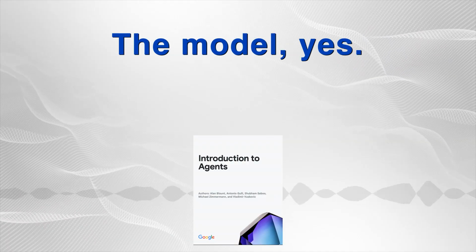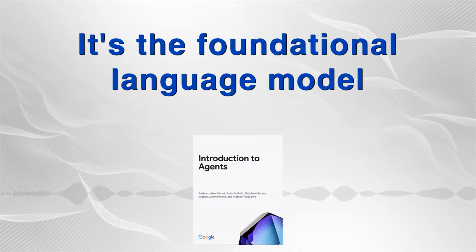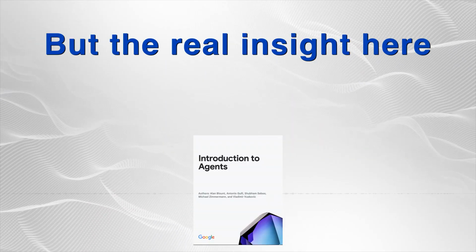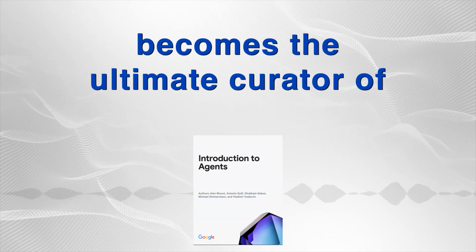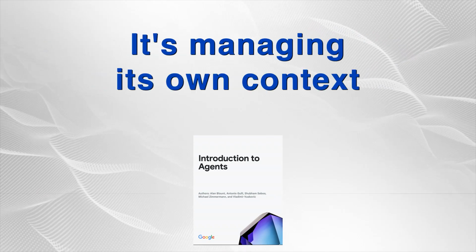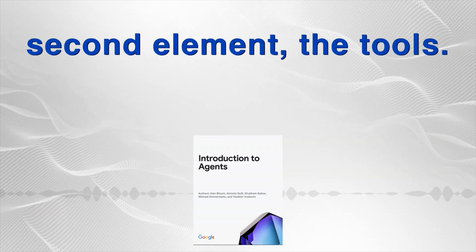The model. The model, yes. Yeah. This is the brain, the core reasoning engine. It's the foundational language model that does all the planning. But the real insight here is that the agent itself becomes the ultimate curator of the input for that model. It's managing its own context window. Precisely. And that leads to the second element, the tools.